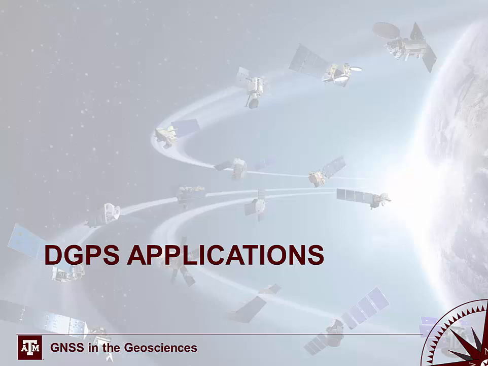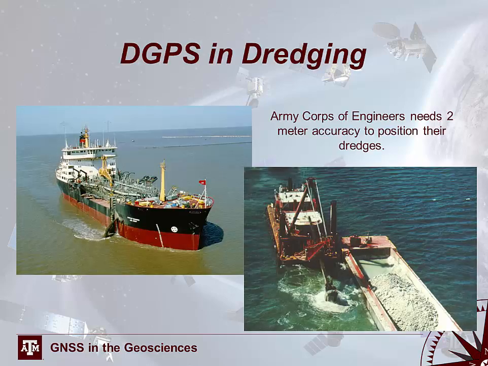So DGPS applications, why do we need differential correction? We said it's important in terms of navigation for ships or for planes, but what are some other applications? DGPS is used extensively in dredging. So when the Army Corps of Engineers comes in and they are looking at dredging a particular harbor or channel, they need 2-meter accuracy in order to position their dredges very precisely, in order to keep these navigable waterways open. So you can see on the left here and on the right, there's several different types of dredging operations that you can use. However, they still need that high degree of accuracy, and DGPS is how they get that degree of accuracy.